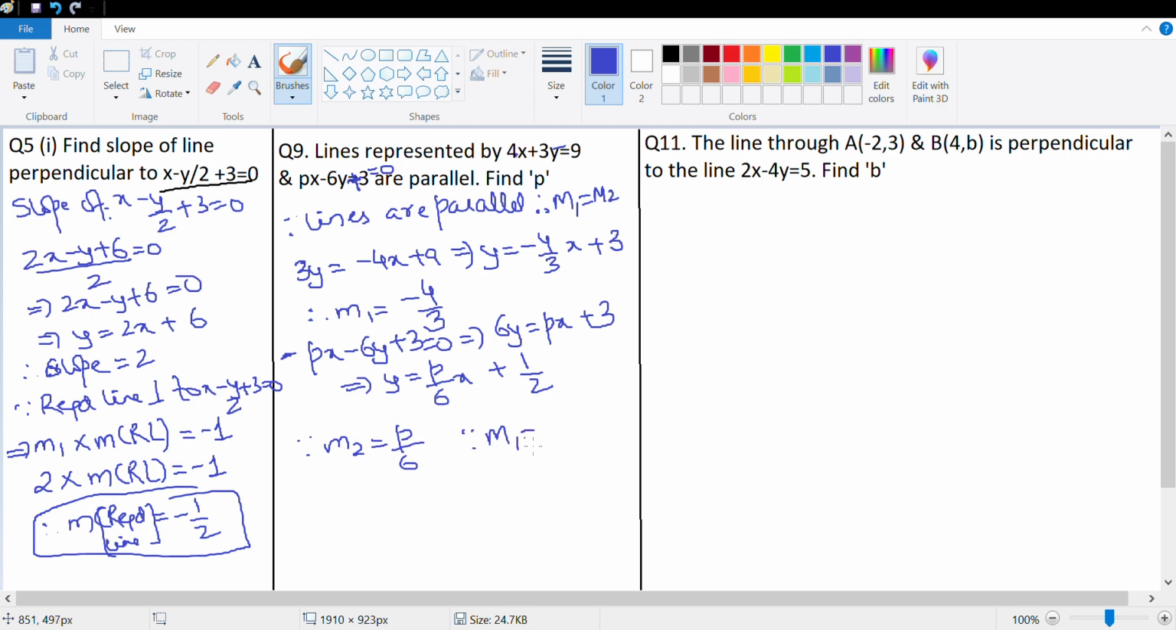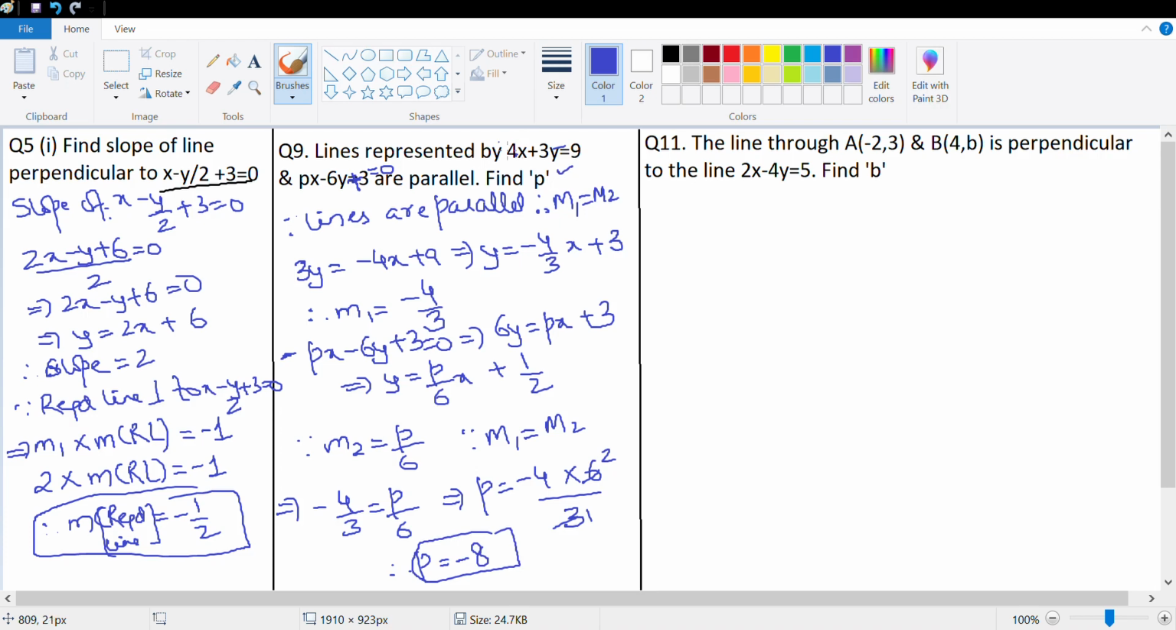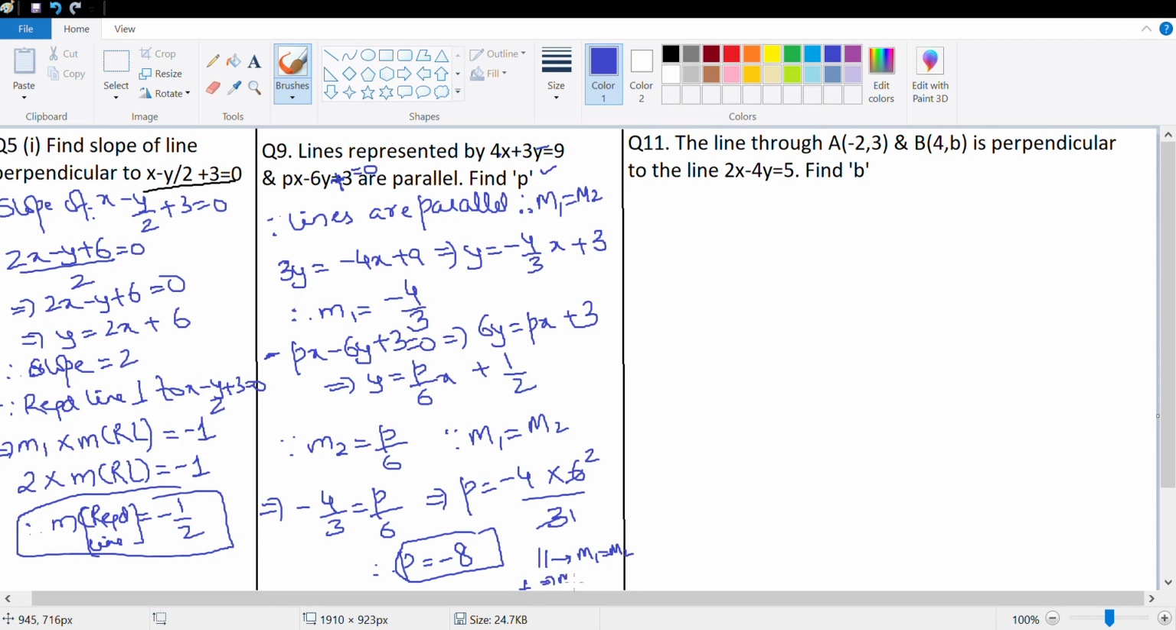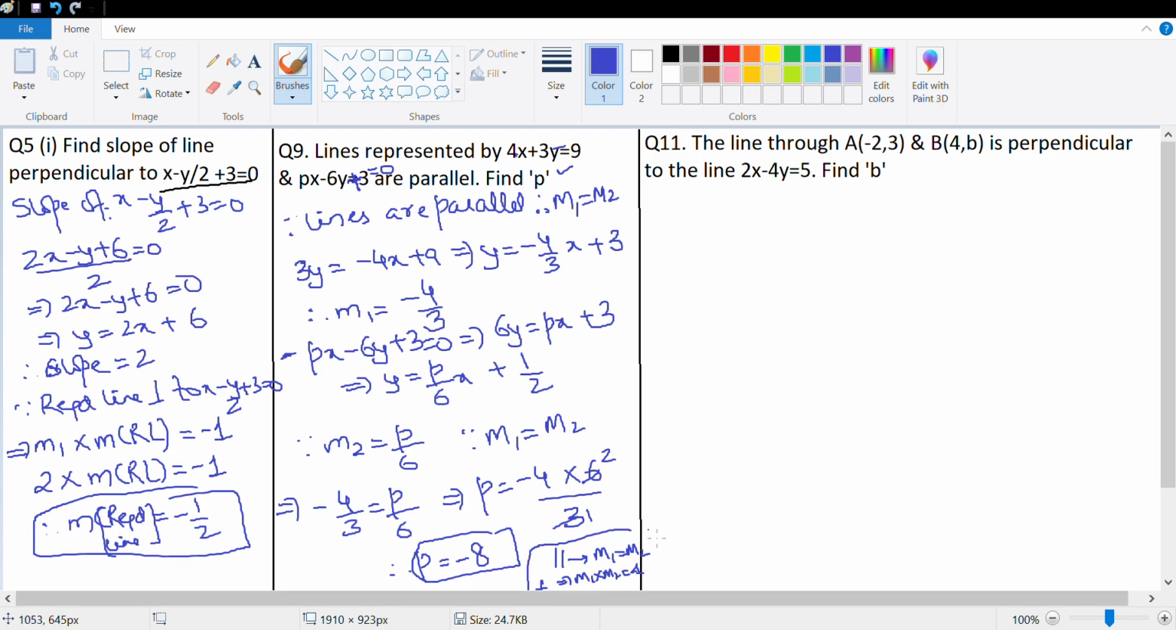Since m1 is equal to m2, let's equate -4 by 3 is equal to p by 6, which means p will be equal to -4 into 6 upon 3, that is -8. Therefore p is equal to -8. What do they want in the question? Find p. Done. So again we are using the same two concepts. If two lines are parallel, then m1 is equal to m2. If two lines are perpendicular, then m1 into m2 is equal to -1. These are the only two concepts that we've done, and we will keep using them throughout the exercise.